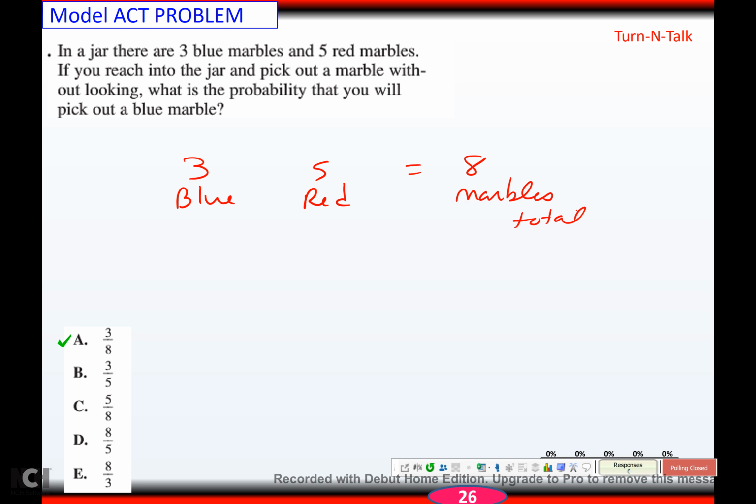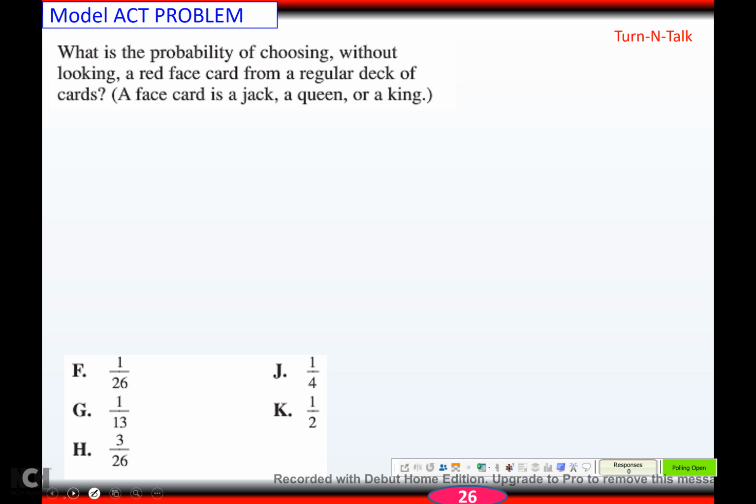It says you reach into the jar and pick out a marble without looking. What is the probability that you will pick out a blue marble? Well, blues are winners, so there's 3 winners in there out of a total of 8. There's my probability. Okay, try this one, hit pause, come back when you're ready.